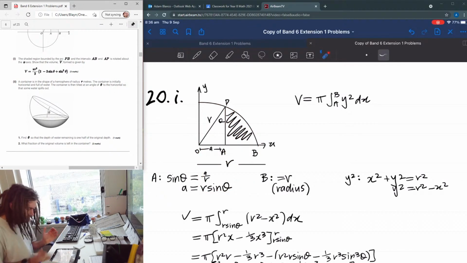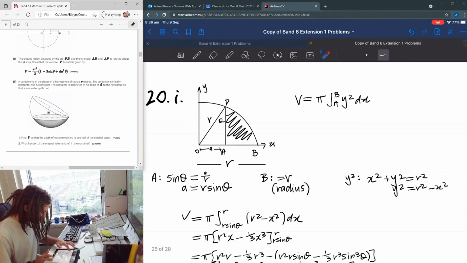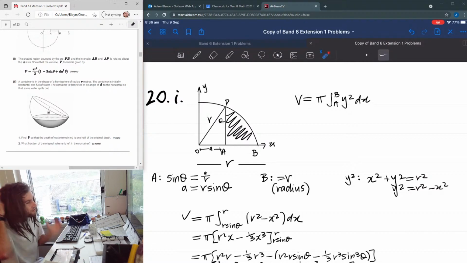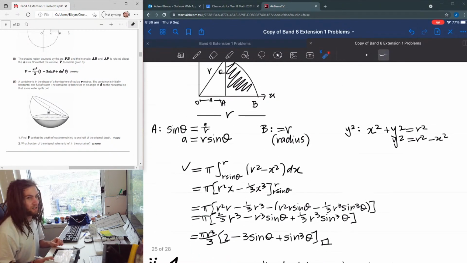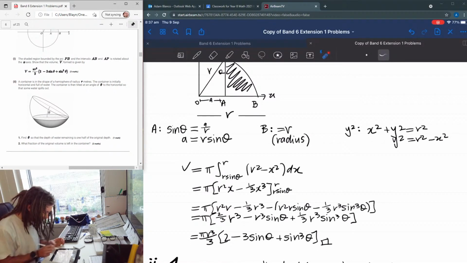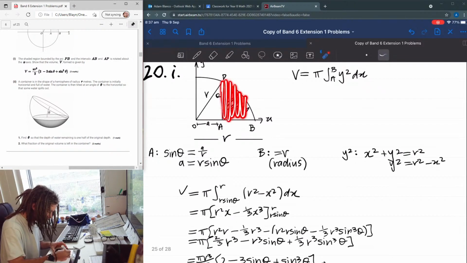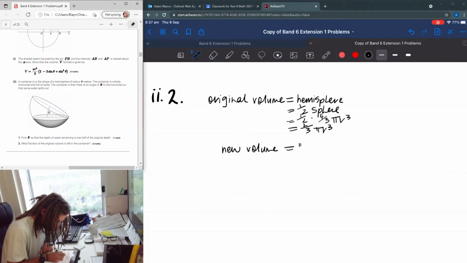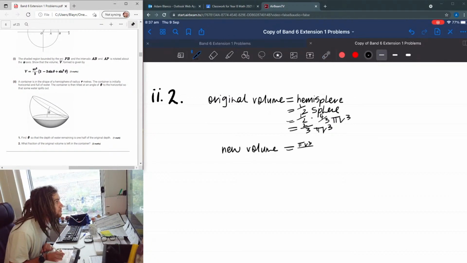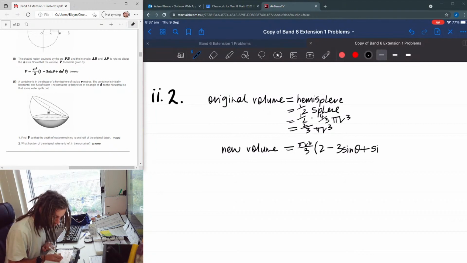Do you think that's obvious, the link between the two-dimensional picture and the three-dimensional picture? Maybe it is, maybe it's just me, but I think it's not that obvious, and it could have been made a little bit clearer. Anyway, we already have a volume for the amount of water. So what was it? Pi r cubed on 3, 2 minus 3 sine theta plus sine cubed theta.